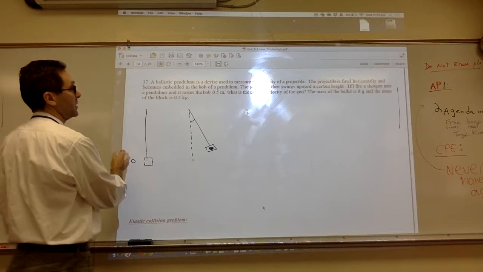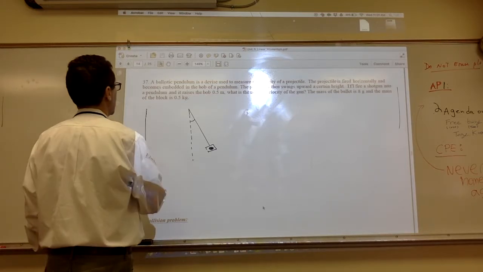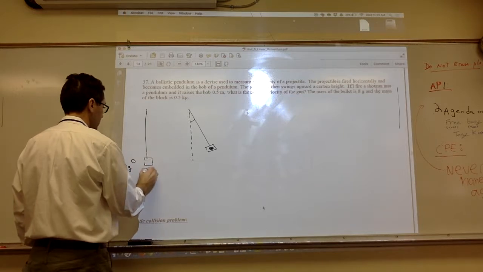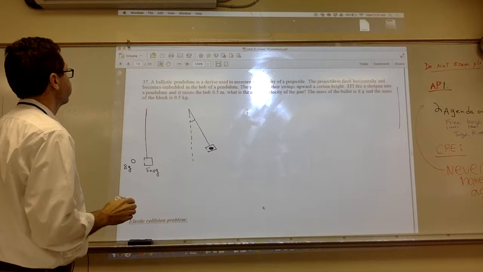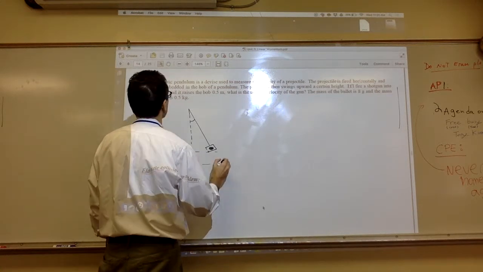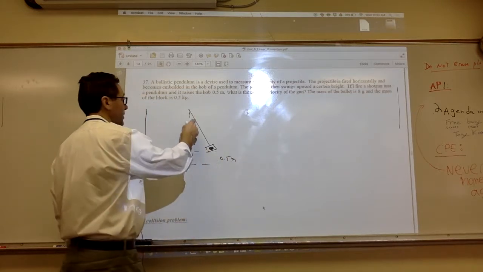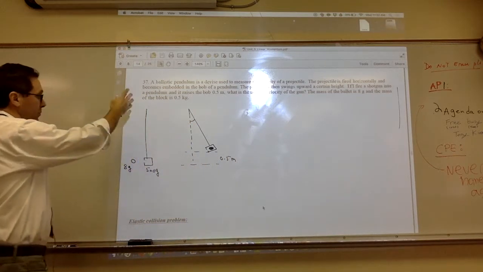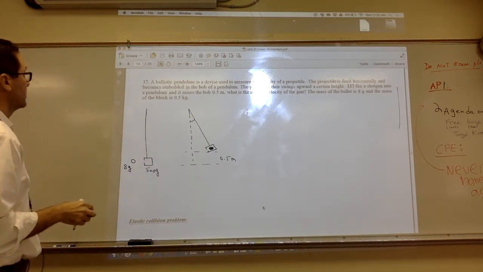The mass of the bullet or the marble is 8 grams. The mass of the block is 500 grams. I'm going to do everything in grams. The height is 0.5 meters. Sometimes we'll give you the angle and the length of the pendulum, and you can figure out the height, just like we did with the energy.